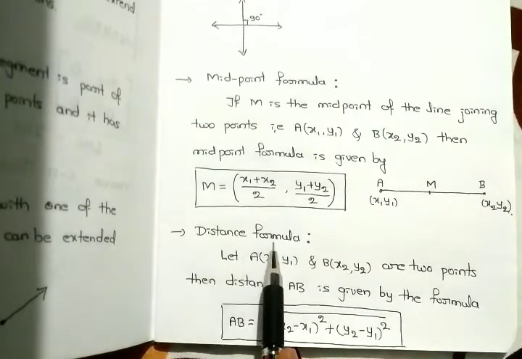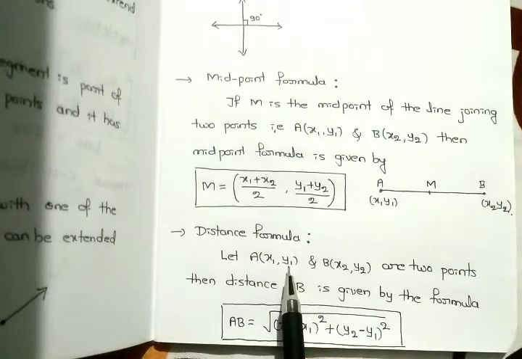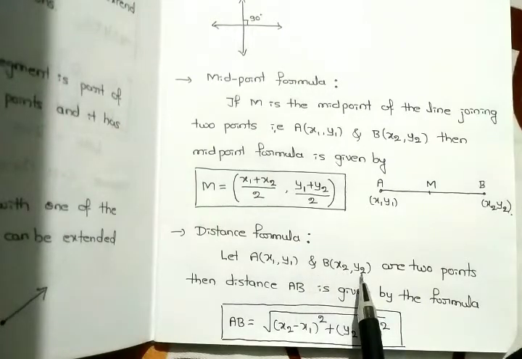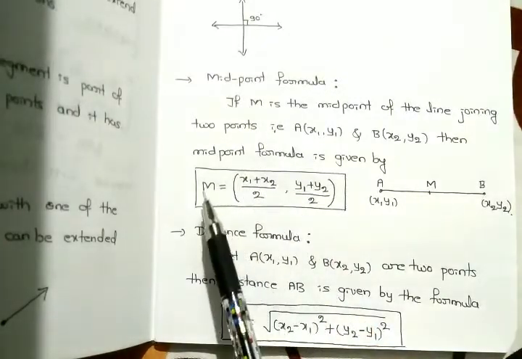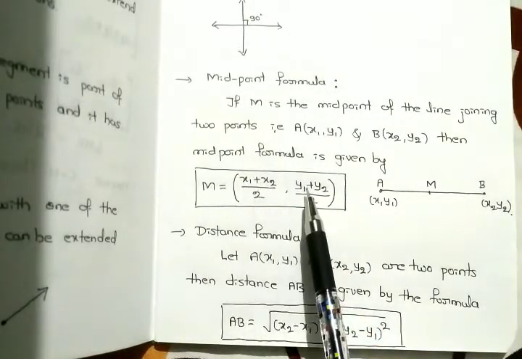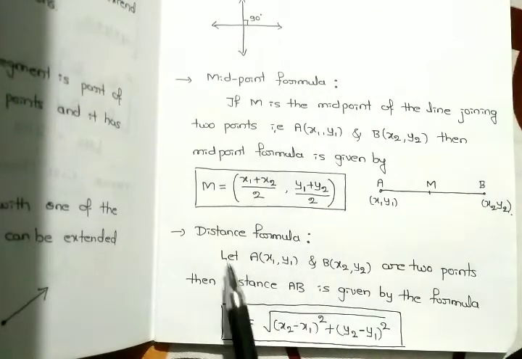Next, distance formula. Let A (x1, y1) and B (x2, y2) be 2 points. Then distance AB is given by the formula AB equals square root of (x2 minus x1) whole square plus (y2 minus y1) whole square. So remember these two formulas. First one is midpoint formula, M equals ((x1 + x2)/2, (y1 + y2)/2), and the distance formula is AB equals square root of (x2 minus x1) whole square plus (y2 minus y1) whole square.